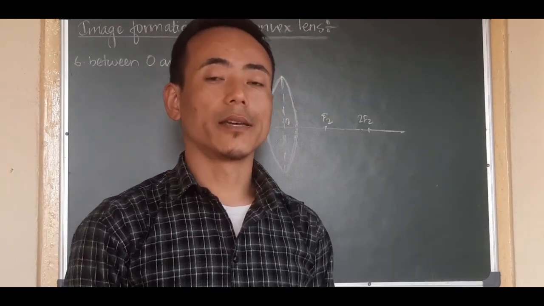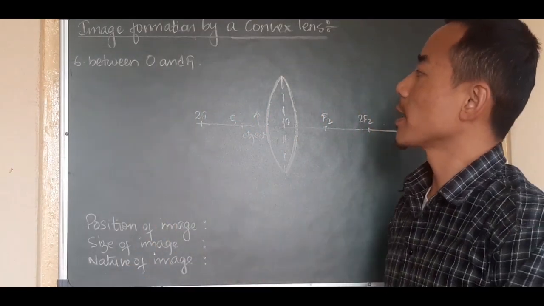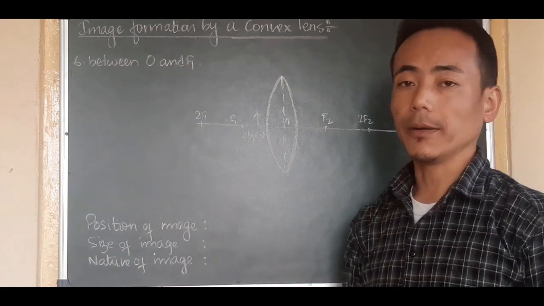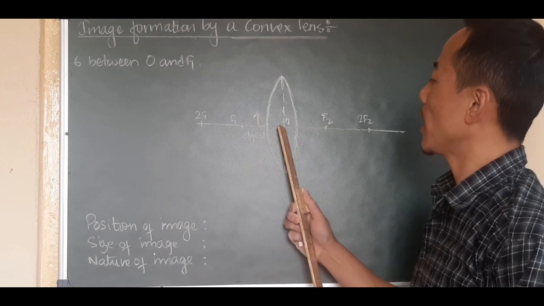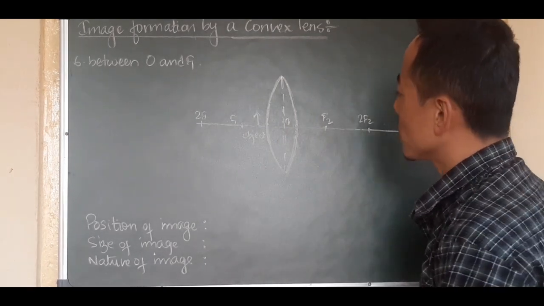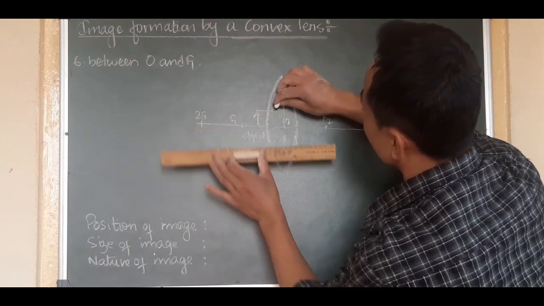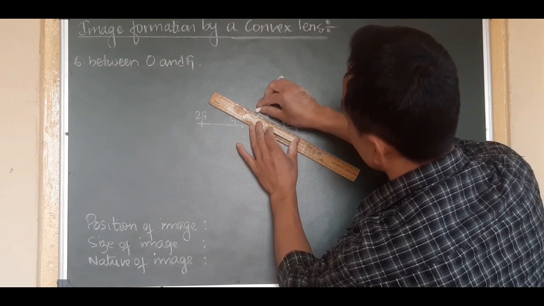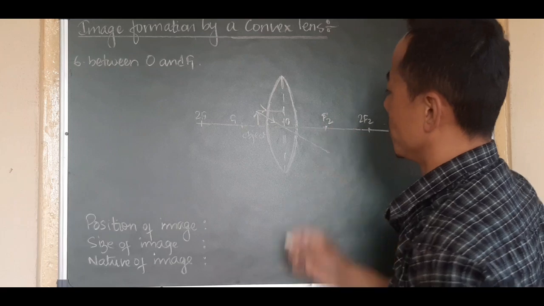Alright, so this is the last case for image formation by a convex lens, where our object is kept between the optical center O and the first principal focus f1. So as you can see, we have kept this object between f1 and O. Now here we need two incident rays. So let's draw the incident rays, one parallel with the principal axis and another incident ray passing through the optical center. Remember, we are using the same rule again and again here.